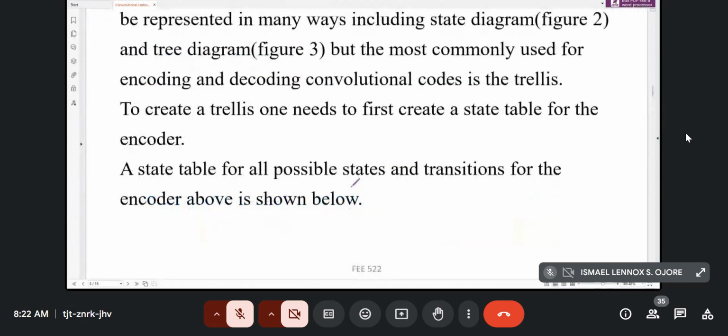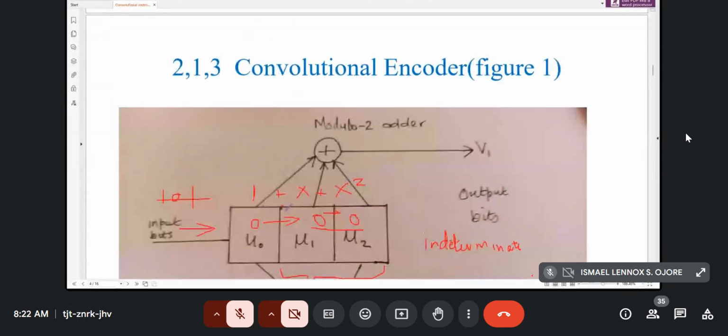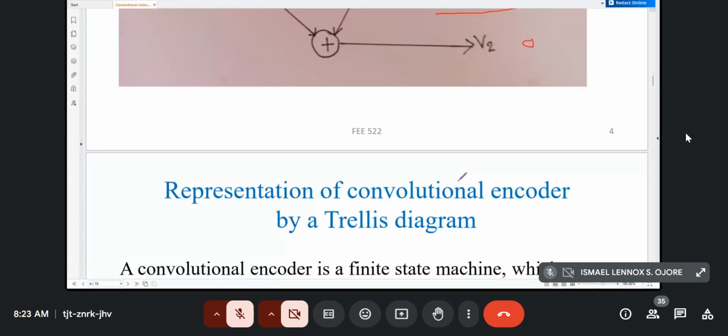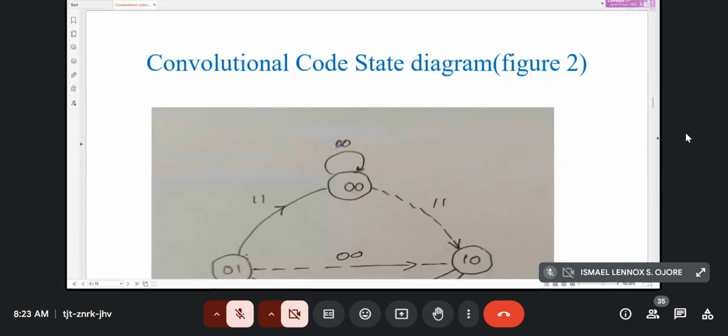But more important, what is the output? Let's see. If you have 0, 0, and then you put 0, it means the output is 0 plus 0 plus 0, which means it's 0. And the same thing, 0 plus 0 is 0. So the output is also 0, 0. So we represent the output here. So output is 0, 0, and the state is still the same state, 0, 0. That's why we do like that.